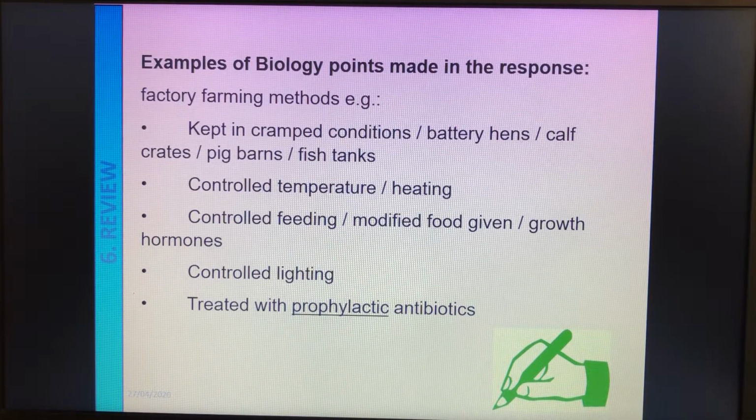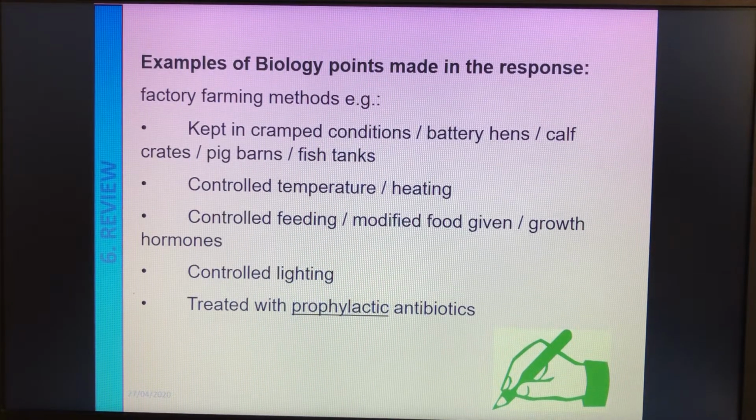Controlling temperature and heating so that they're not using lots of energy to maintain body temperature. Controlling feeding, so they're all given their specific rationing of food. Whereas if they were free to roam, then there might be a kind of imbalance in the amount of food that they get. Controlling the lighting, so it helps to control when they're asleep and when they're awake. And antibiotics, these are prophylactic antibiotics. We've not talked about this, not a massive point, but it just stops infections from spreading, okay?